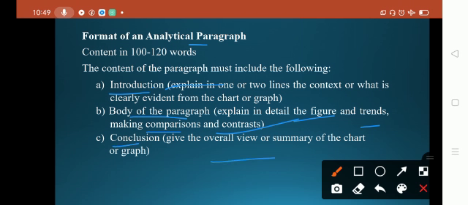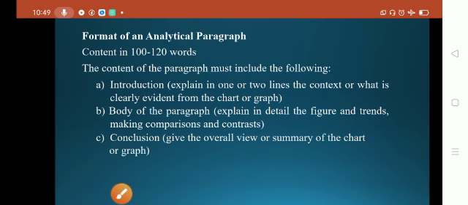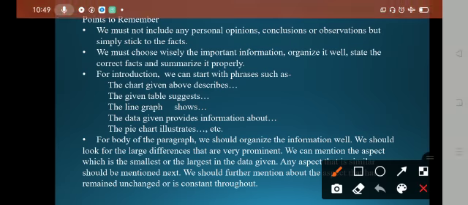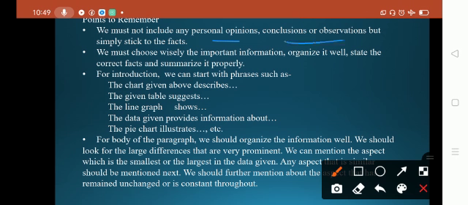So, overall view or summary of the chart or graph. Now, what are the points that you need to keep in mind? We must not include any personal opinion, conclusion, observations, but simply stick to the facts. Okay, we have already discussed it. We must choose wisely the important information, organize it well, state the correct facts, and summarize it properly.